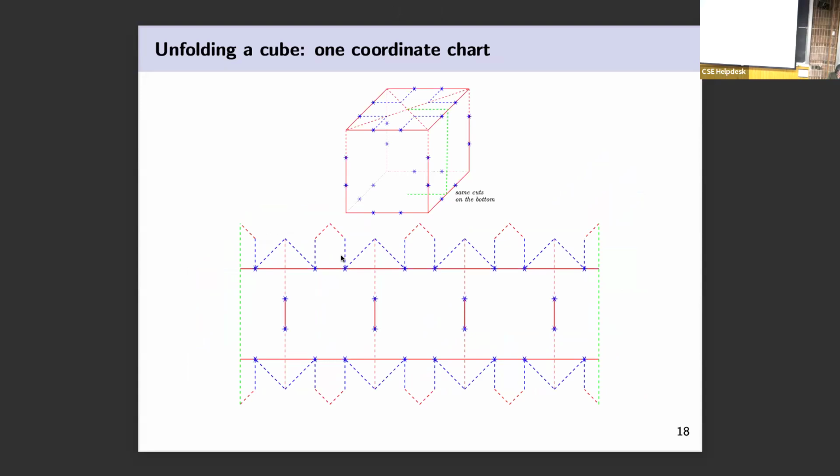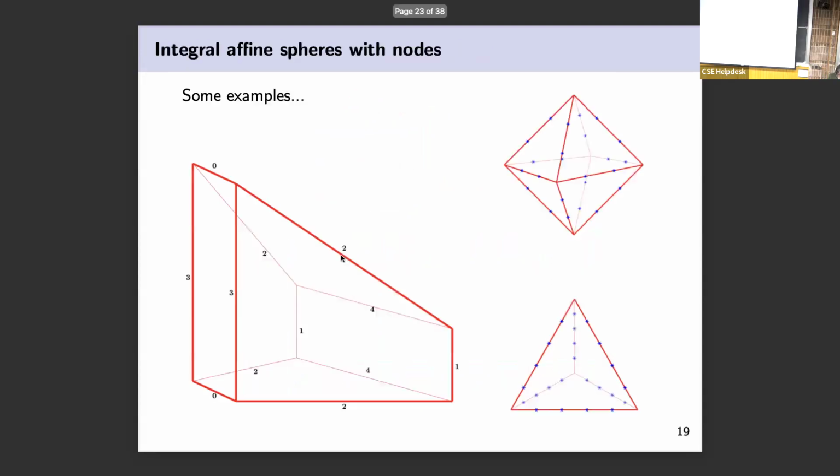And you could unwrap it differently so that you get a coordinate chart on the whole thing. I'm just showing you this because I think those pictures are nice, and I like to see them. That is a coordinate chart for the whole integral affine structure that's supported by that polytope.